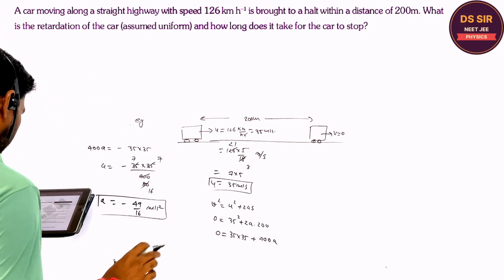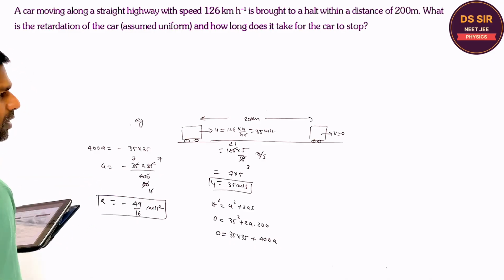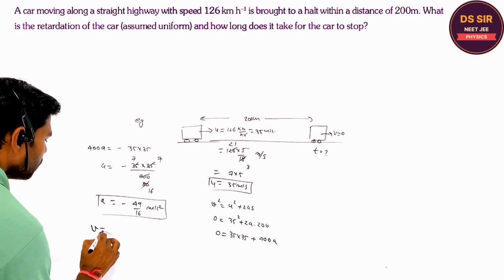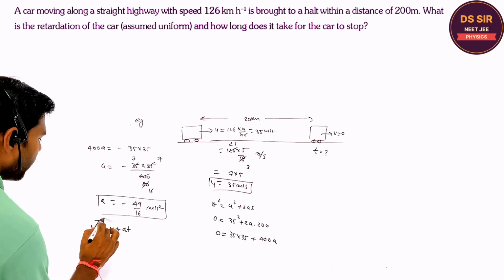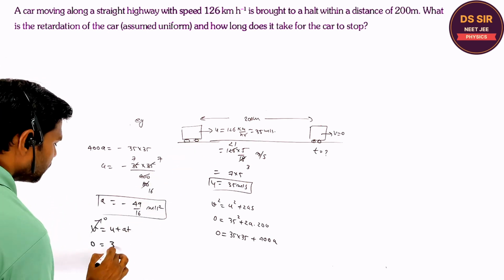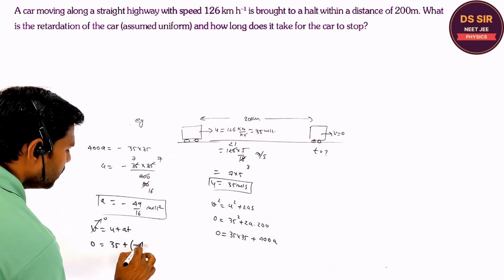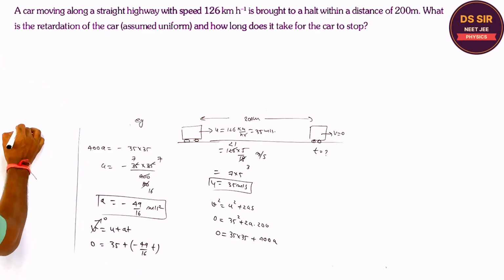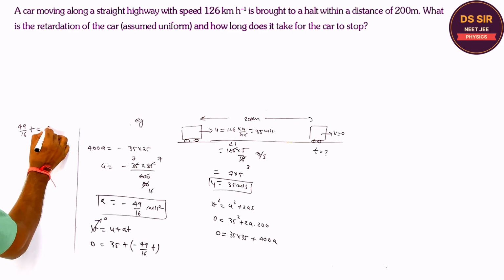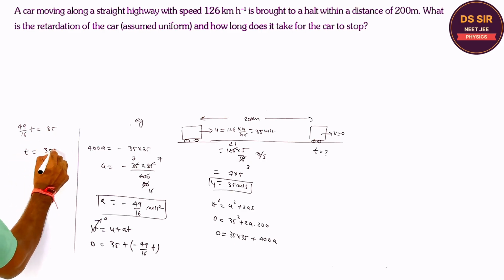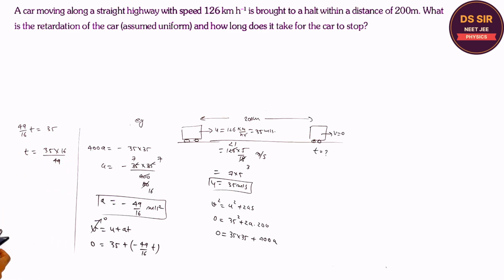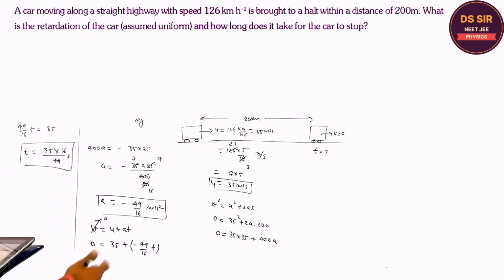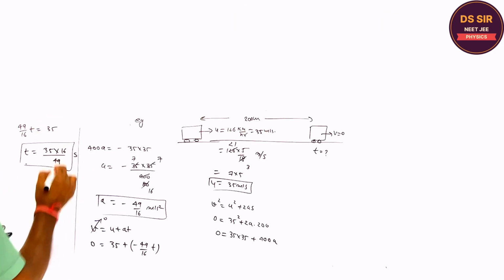So this is the retardation, and what they are asking is, how long does it take? How long means they are asking the time, or they may ask the distance also. So v is equal to what? u plus at. The final speed is 0. The initial speed is 35. The retardation is 49 upon 16, into t. Right. So when you simplify, 49 upon 16 t is equal to 35. So the time is 35 into 16 upon 49. You can simplify and you will get the answer in seconds. Copy this.